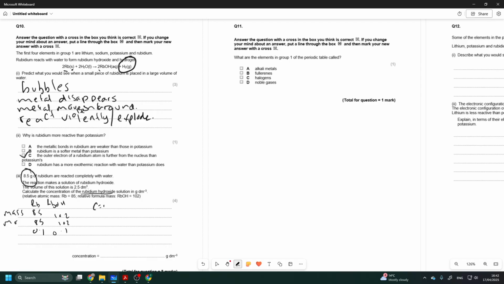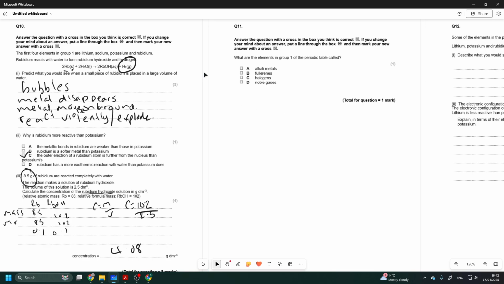Now, C is M over V, concentration is mass over volume, so C is just going to be 10.2 divided by 2.5. And that's going to give us the answer, which we're going to write on the line here, 4.08 grams per decimetre cubed.